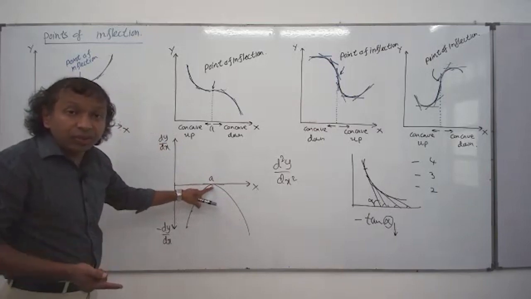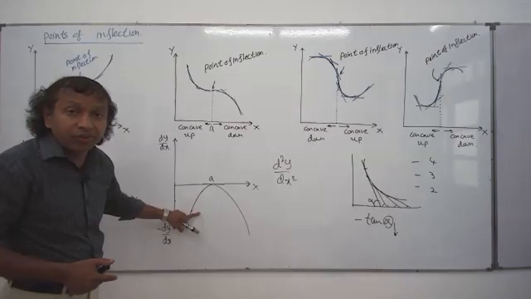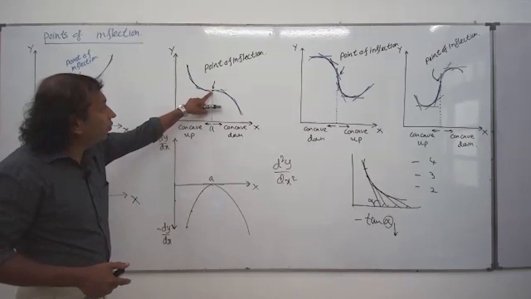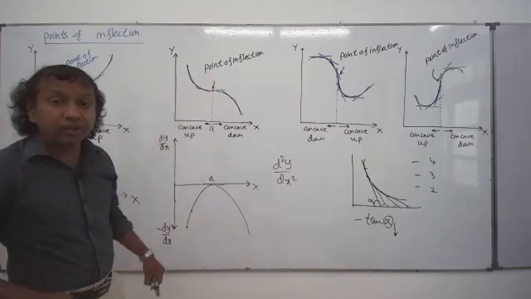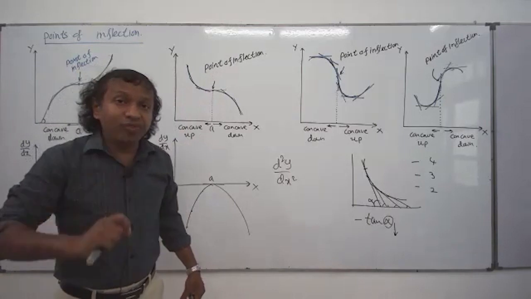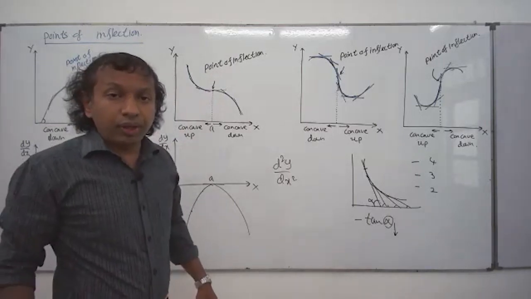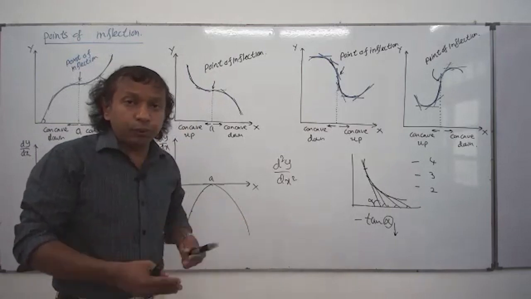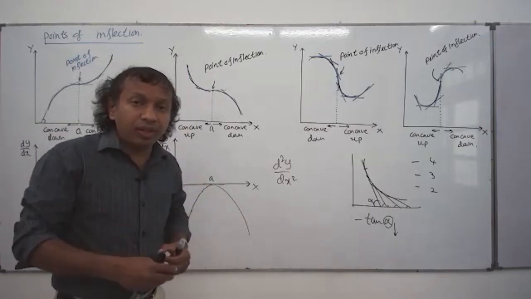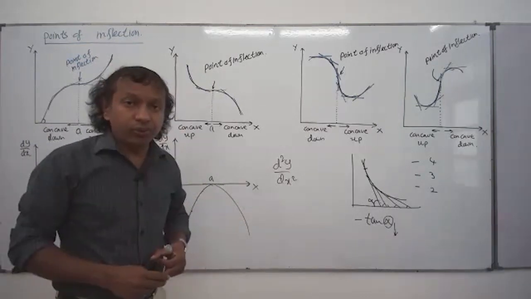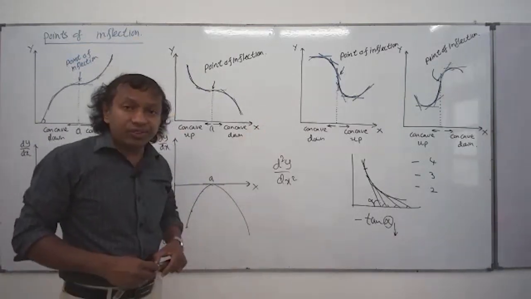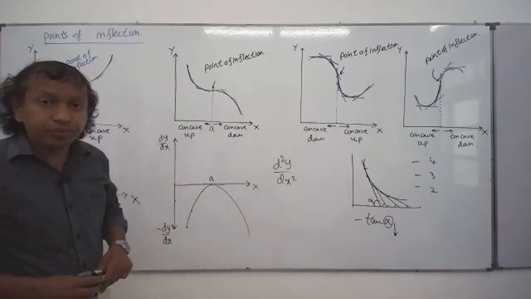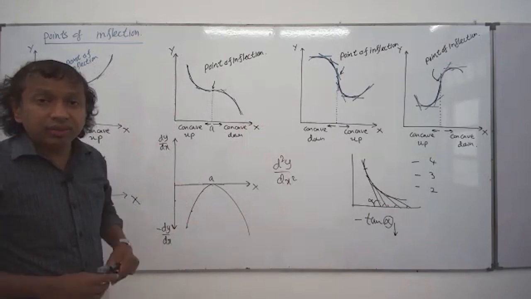Gradient 0 means, since the gradient of this graph is given by the second derivative, the second derivative is 0. At x equals A, the second derivative is 0. See here, at x equals A, there is a point of inflection. Again, it verifies that at the point of inflection, the second derivative is 0. If the graph is concave down, then in that interval the second derivative is negative. If the graph is concave up, in that interval the second derivative is positive. For these two graphs also, people, in the same way we can construct this graph of dy by dx and discuss the same property.